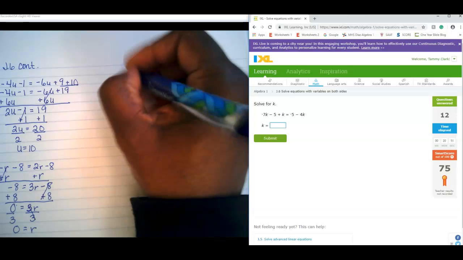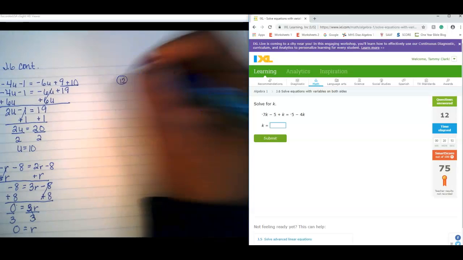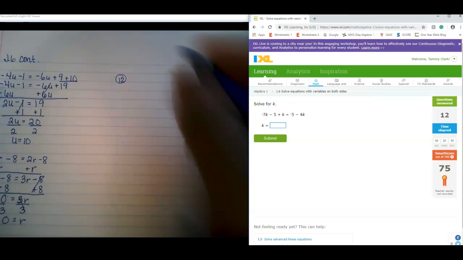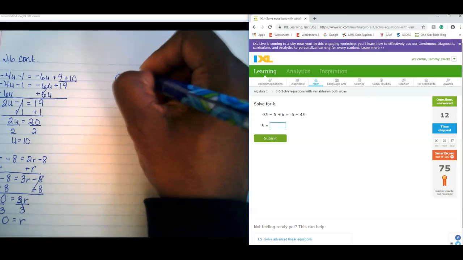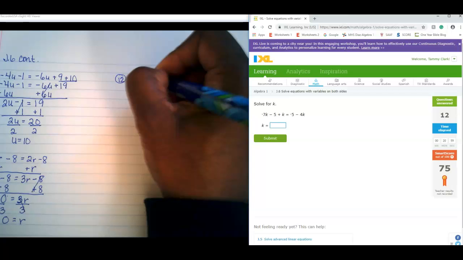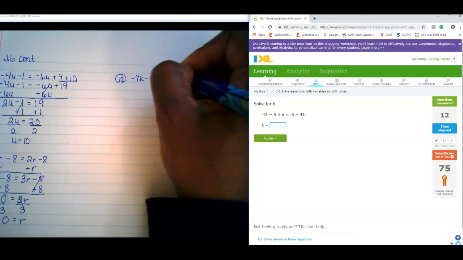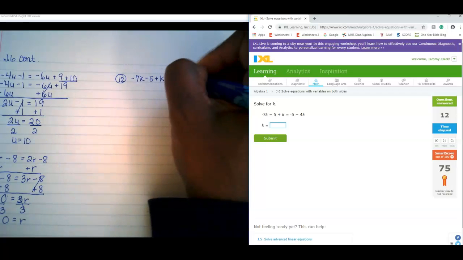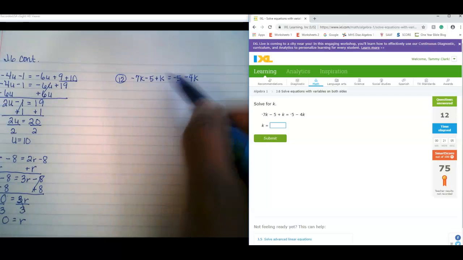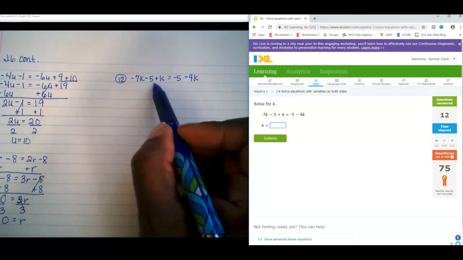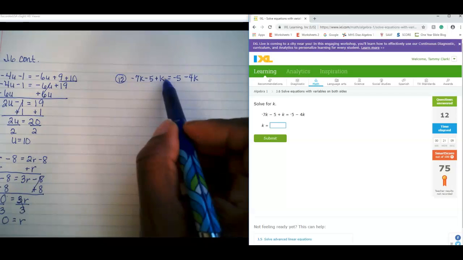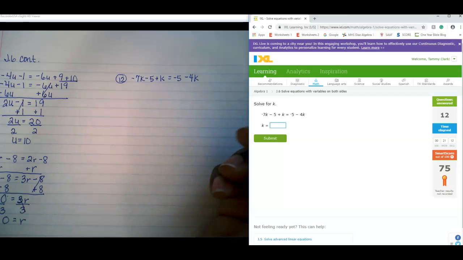Let's look at number 12. We have negative 7k minus 5 plus k is equal to negative 5 minus 4k. So again, because we have 3 terms on the left side of the equal sign, we want to simplify that first by combining like terms.